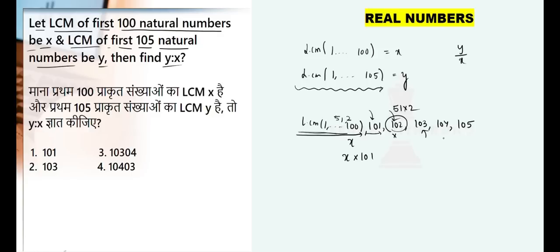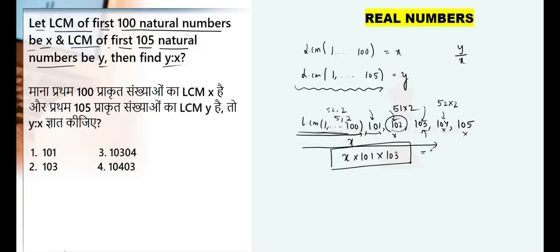Now, see 103 here. 103 is a prime number. So the LCM up to 103 is multiplied with 103. Now, see 104. 104 is nothing but 52 times 2, right? In 1 to 100 you will have 52 and also 2. So there is no need to include 104 again. 105 is a multiple of 5, it will already be included in 1 to 100. So 105 is also not included. So the exact value of the LCM of 1 to 105 is x times 101 times 103.